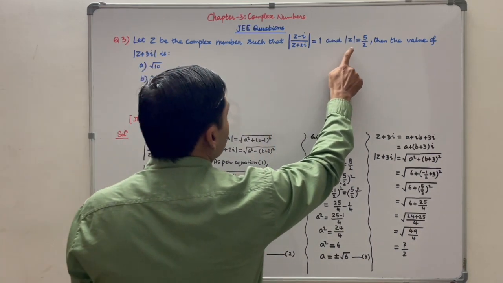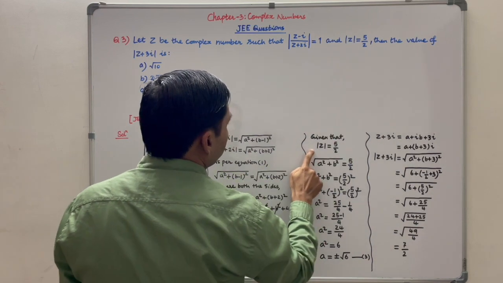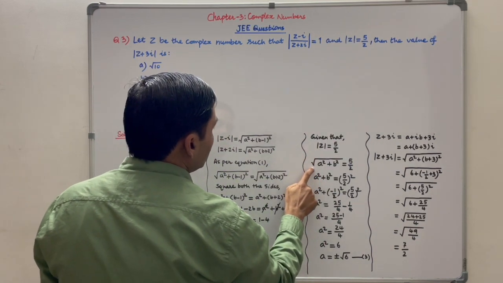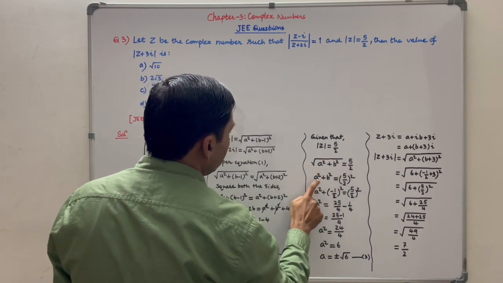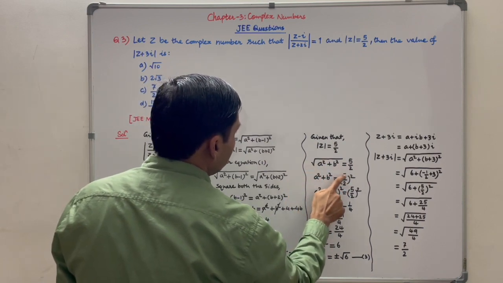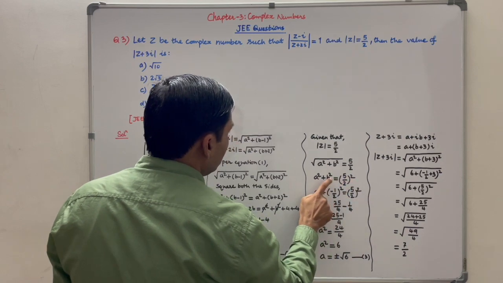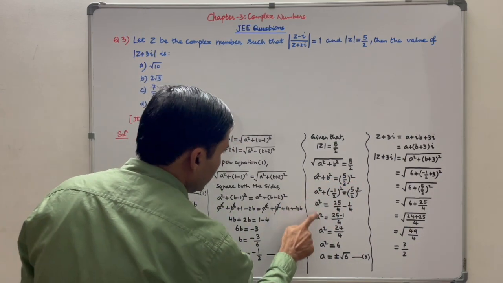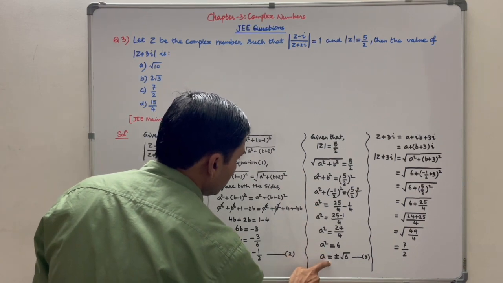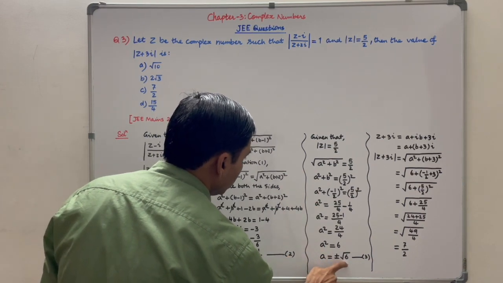It is given that mod z is equal to 5 by 2. Mod z is equal to under root a square plus b square. Square both the sides to get a square plus b square is equal to (5 by 2) whole square. Put the value of b as minus 1 by 2 and simplify to get the value of a is equal to plus minus root 6.